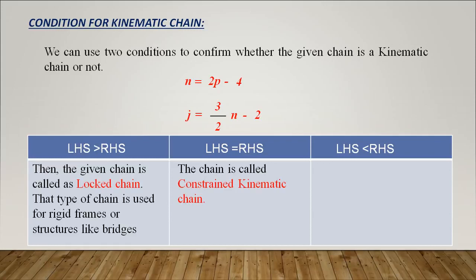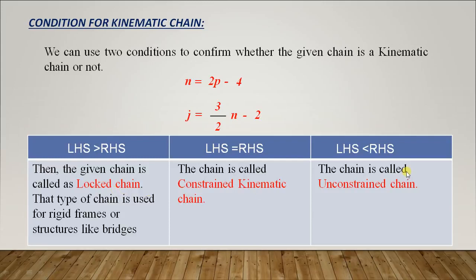Next, LHS is less than RHS. When the left hand side value is less than the right hand side value, the chain is an unconstrained chain. That means there is no particular directional motion for each and every link of the mechanism, no definite relative motion between the two links in a pair of elements. When we change the direction of the force, the link moves in a different direction other than a definite direction. When this condition is satisfied, we call the chain an unconstrained chain. Try to remember these three conditions.